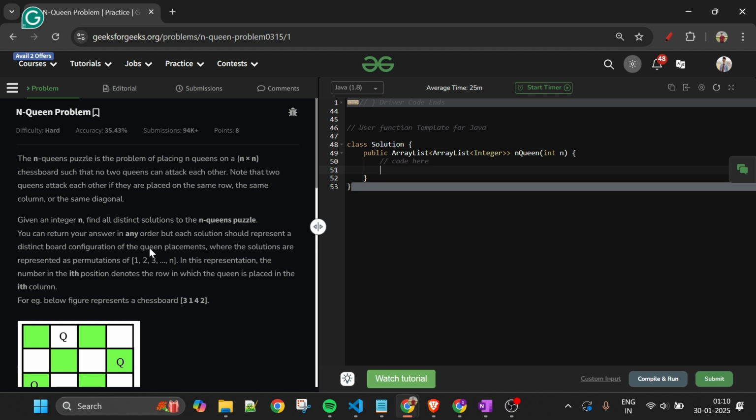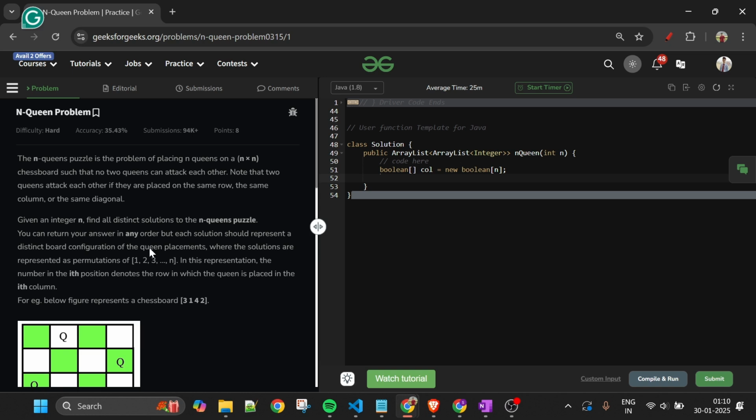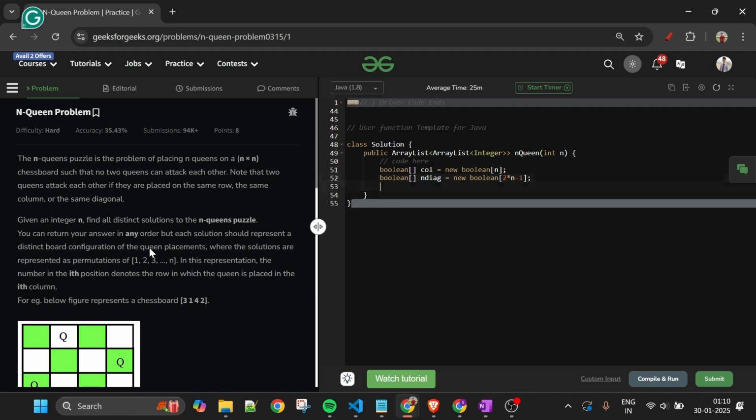Okay, all right, now as I told, few arrays I will make. First one is the column, which is equal to new boolean of n length. Sorted it till this point. Now there will be two diagonals. First one is, let's suppose, n diagonal, new boolean of length what? If you remember, 2 into n minus 1. Okay, and after that what I will do, r diagonal.